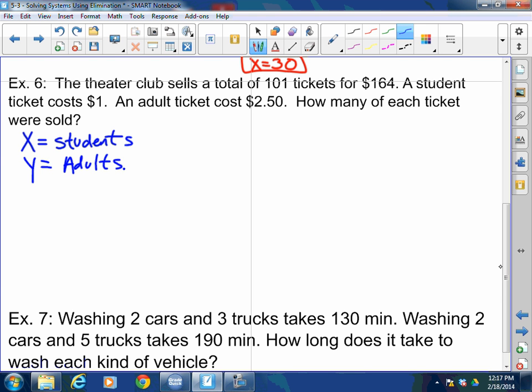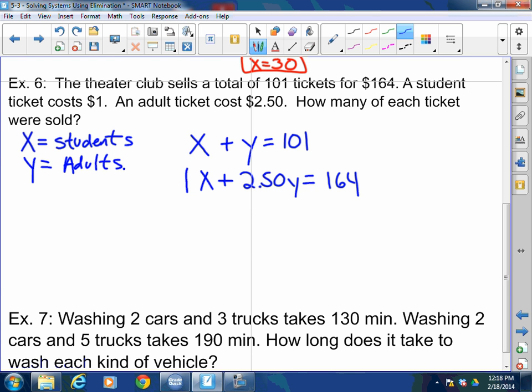Okay. My friends, how many total tickets did they sell? 101 tickets. How can I represent that the right way in an equation? The number of students, x, plus the number of adults, y, totaled 101 tickets. Does that make sense? How much was each student ticket? $1 for every student plus $2.50 for every adult equaled 164. Guys, do you see how simple this is?